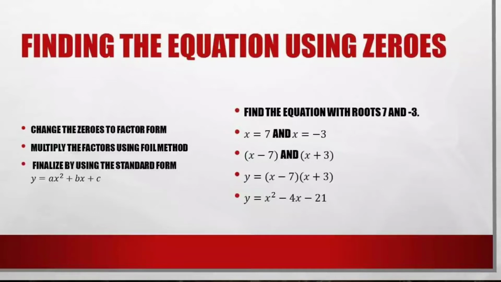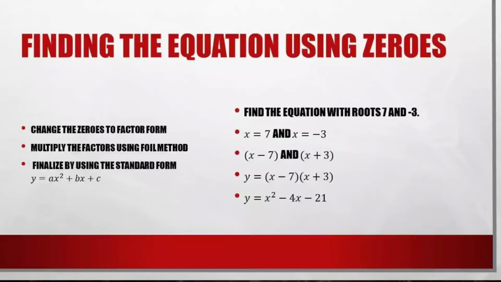Since we know for a fact that x is equal to 7 and x is equal to negative 3 as the roots of our equation, we can transform them into factor form, x minus 7 and x plus 3, bringing to the left side our constant and adding their additive inverse to both sides of the equation. Next, we multiply these factors.